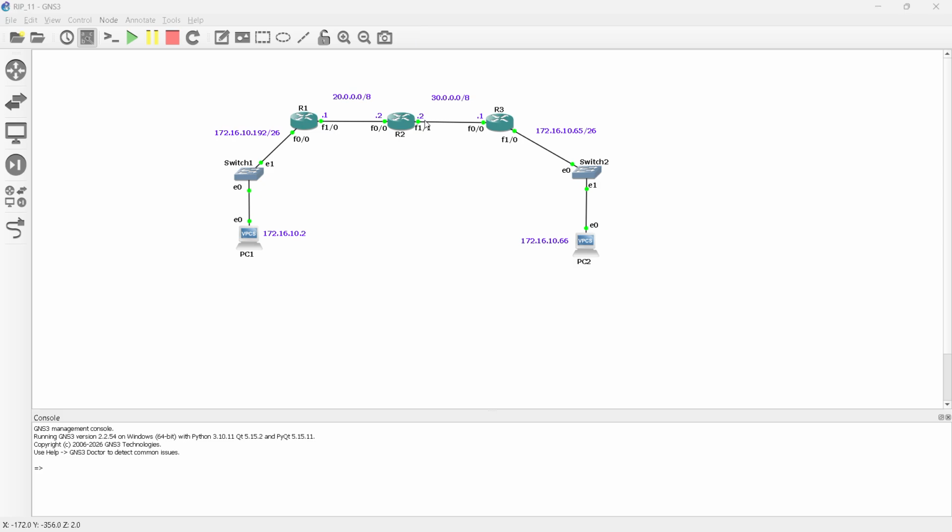Now we have another example. In this topology, we can see a discontiguous network problem when we look at it with RIP version 1. But here, let's apply RIP version 2. As you can see, R1 is going to advertise to R2 about this network with this subnet mask, and along with the direction.